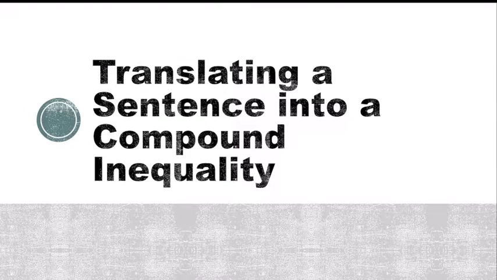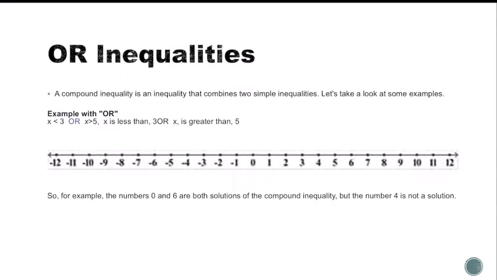This video covers the ALEKS topic, translating a sentence into a compound inequality. So the first thing we need to do is a quick refresher on what "and" and "or" inequalities are. A compound inequality is an inequality that combines two simple inequalities. So let's first look at some examples.